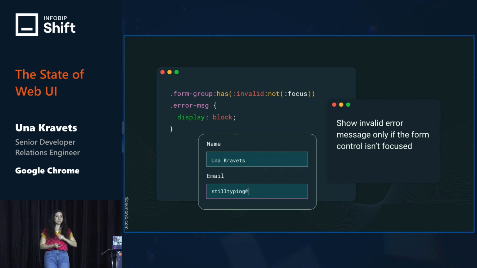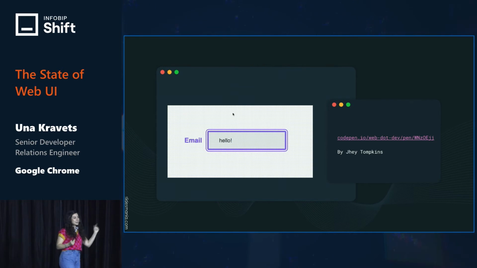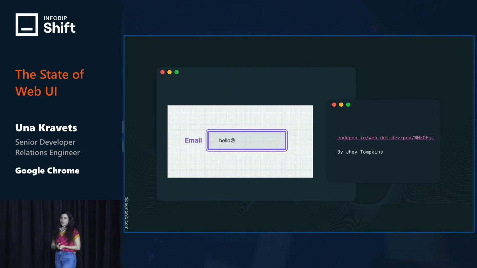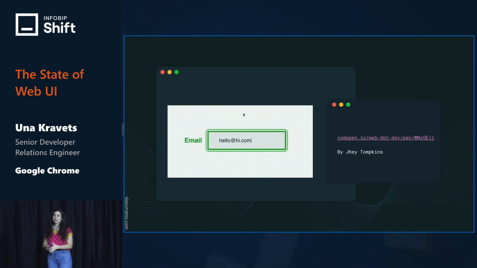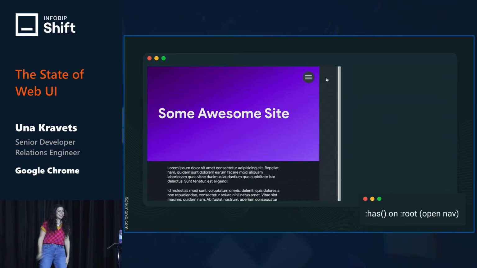So here I'm still typing, and then the minute I stop typing, that's when it'll say, oh, you have an invalid entry, this email is invalid. So pretty handy, pretty cool, pretty quick to write. This example comes from Jay Tompkins. As I mentioned, it is going to be linked with an article all about the has selector on developer.chrome.com, which I encourage you all to check out after this talk. Not during. So that's it in action.